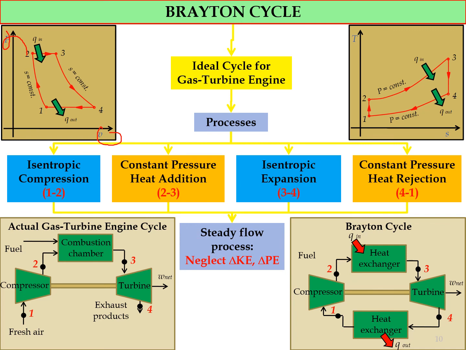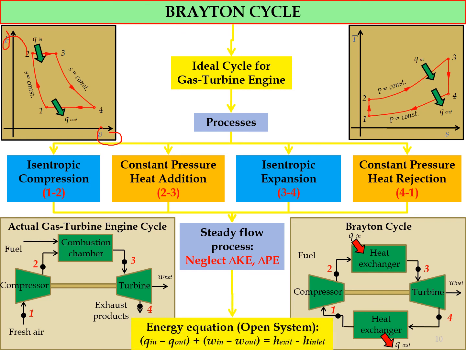Brayton cycle. And we assume that the system is a steady flow process, so we neglect the kinetic and potential energy. So based on this, the energy equation for the open system is Q in minus Q out plus work in minus work out, and it is equal to H exit minus H inlet. So this is the energy equation for the Brayton cycle.